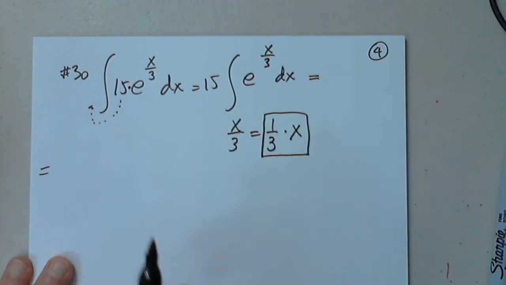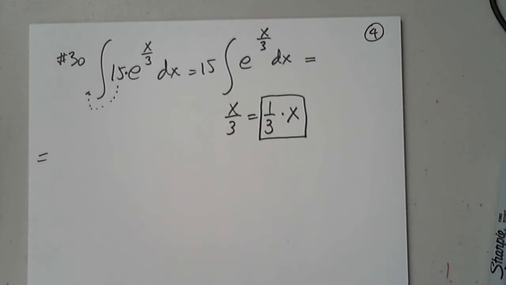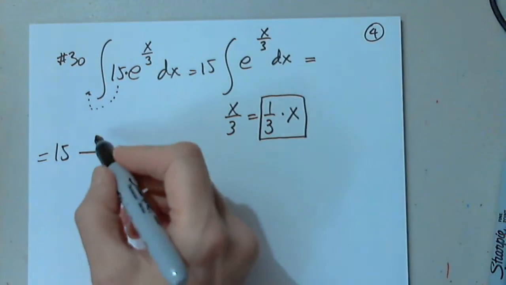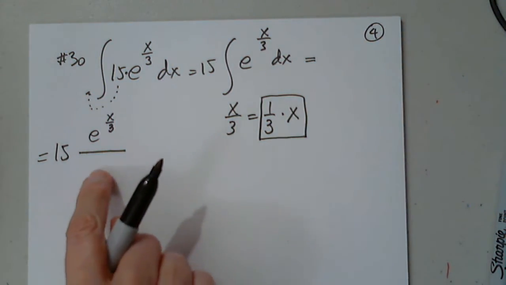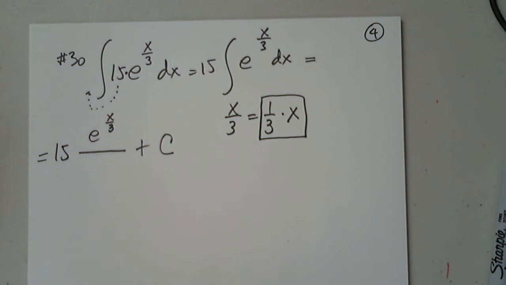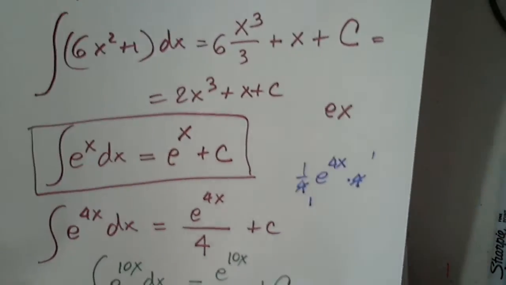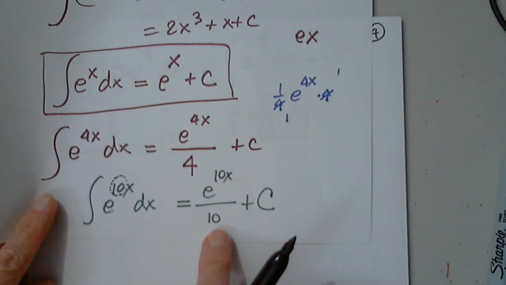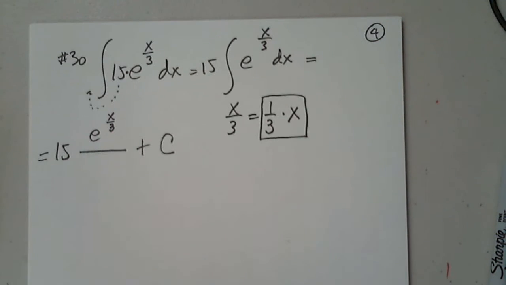Okay, so can anyone give it a shot? It's okay if you're wrong. So I have to copy 15. I have to copy e to x over 3. And I have to write plus c. So x to the third. Let's do this again. If the number in front of x is 10, we only needed to put 10 in the denominator. What is the number in front of x now? 1 over 3. Excellent. That's it. That's all we need to do.